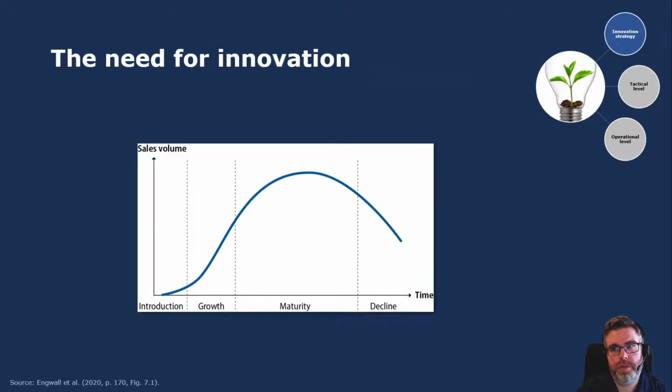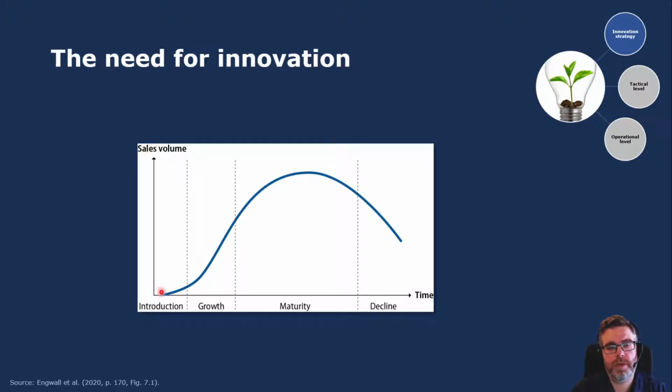So let's take a look at the strategic level first. So why is there a need for innovation? Well, this figure from your course book is basically describing how the sales volume will typically change over time for any or most products.